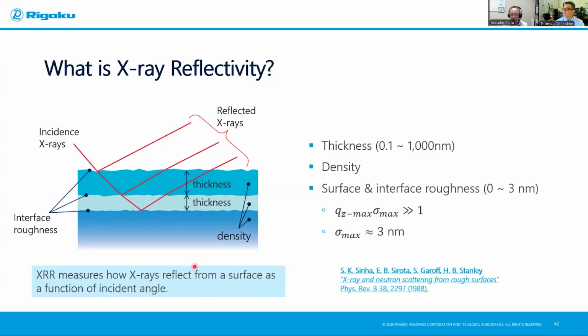The paper here is very famous. This professor discussed what could be the maximum roughness we could determine by XRR. He mentioned Qz, the scattering vector along Z, which means scanning in the perpendicular direction in reciprocal space. Qz maximum multiplied by sigma, the roughness, should be well larger than 1. This condition gives us approximately 3 nanometers maximum roughness you could evaluate by XRR.